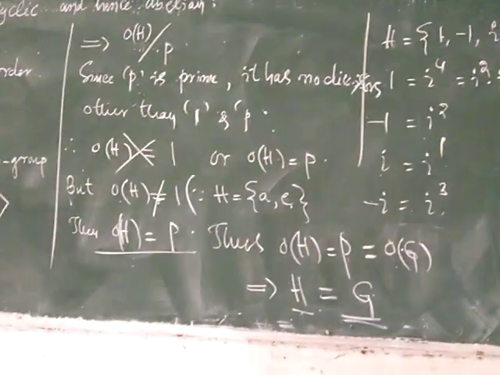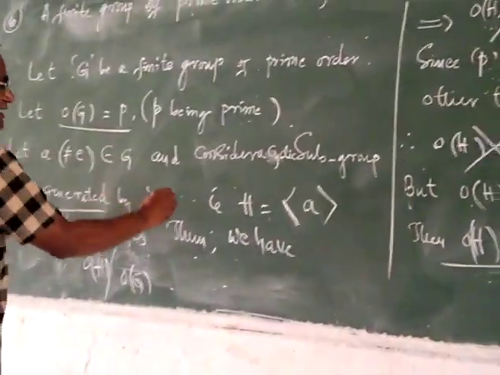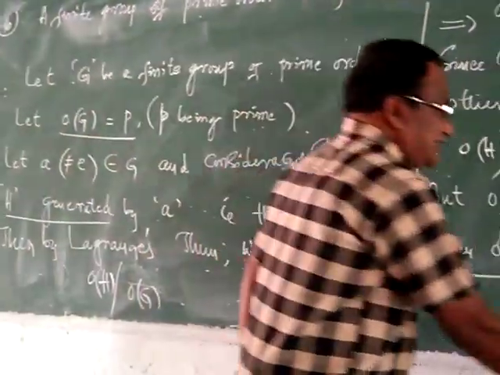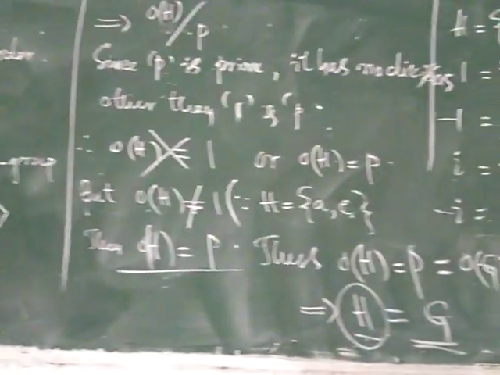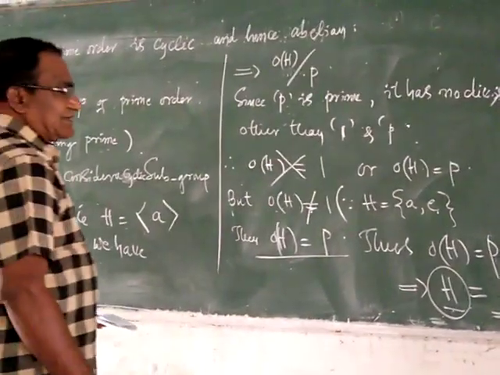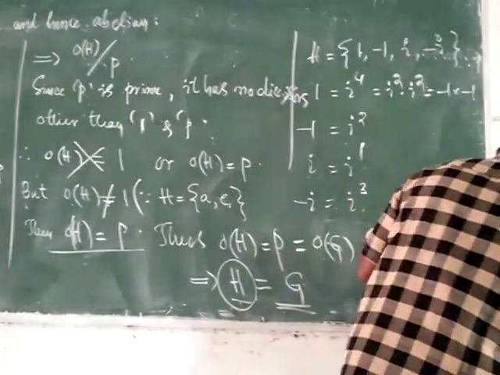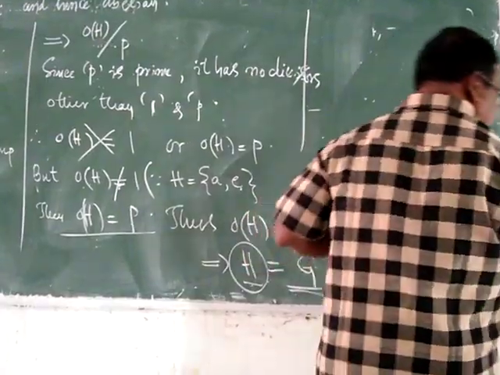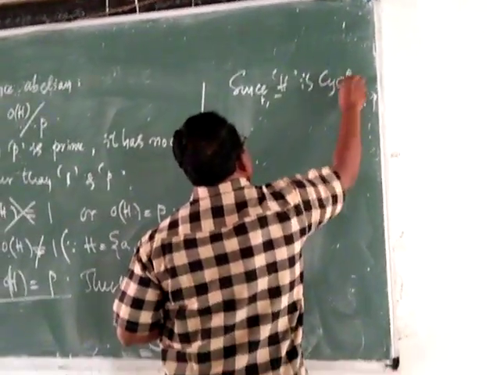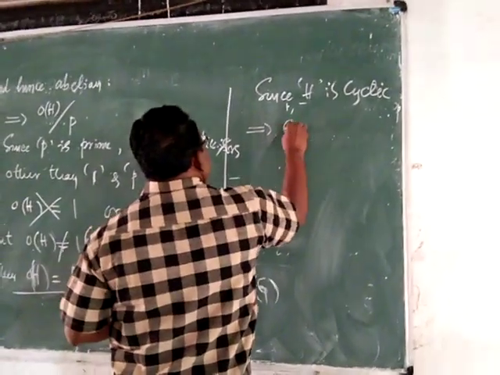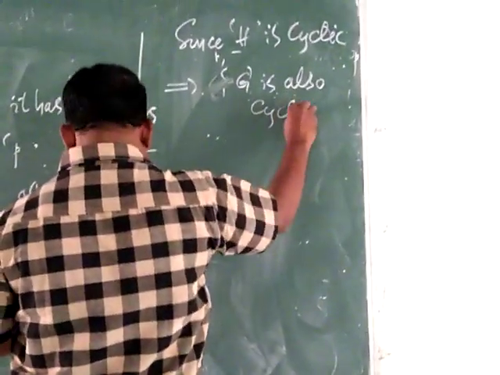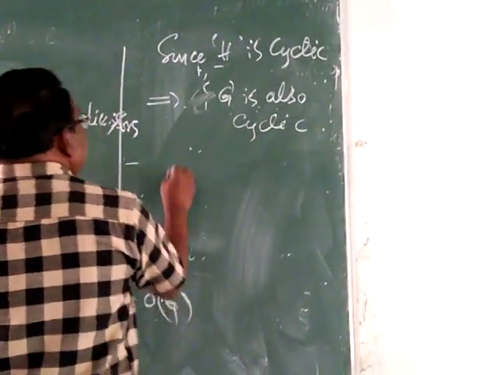And here, what is H? H is the cyclic subgroup generated by A. So if H is a cyclic subgroup generated by A, definitely G is a cyclic group generated by A. That you have to write here: since H is cyclic, G is also cyclic, and hence abelian.